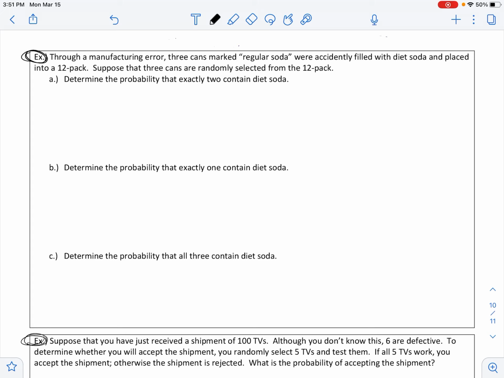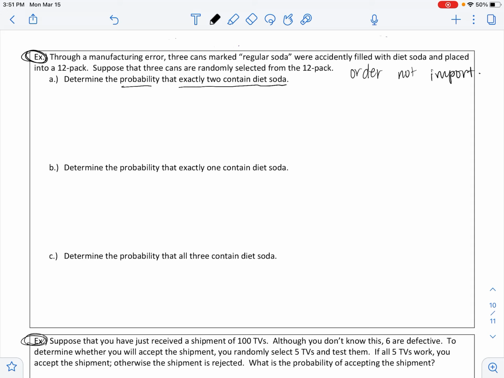Part A says determine the probability that exactly 2 cans contain diet soda. Again, pause the video, reread the problem, make sure you understand what it's asking. Since we are selecting cans, it does not matter which order that we select them. You can either open them up 1, 2, 3, or 3, 2, 1, and so on. So order is not important on this one.